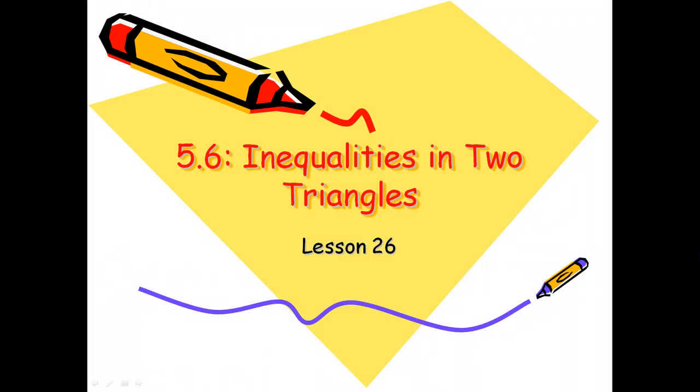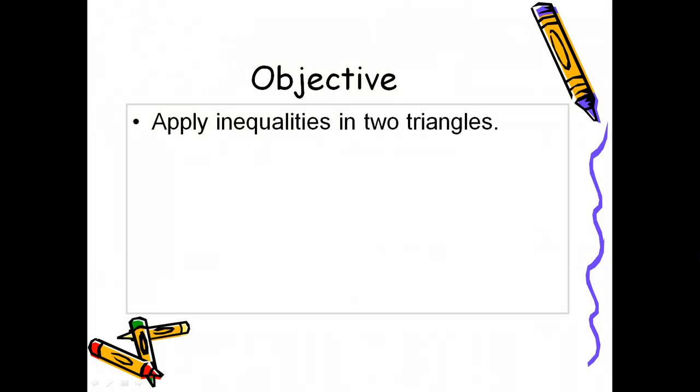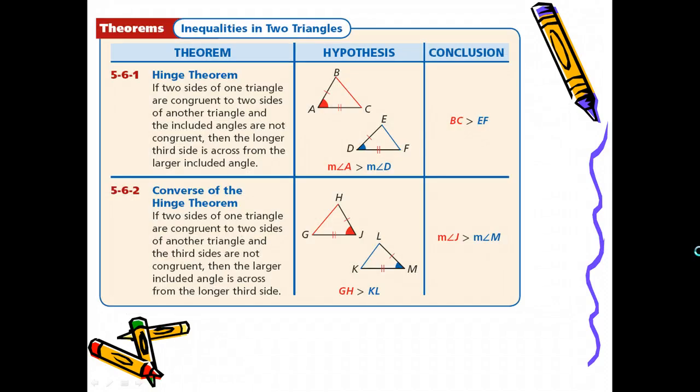Lesson 26, Inequalities in Two Triangles. The objective of this lesson is to apply inequalities in two triangles. In the last lesson, we used them for one triangle. For this lesson, you need to know two theorems, the hinge theorem and its converse.